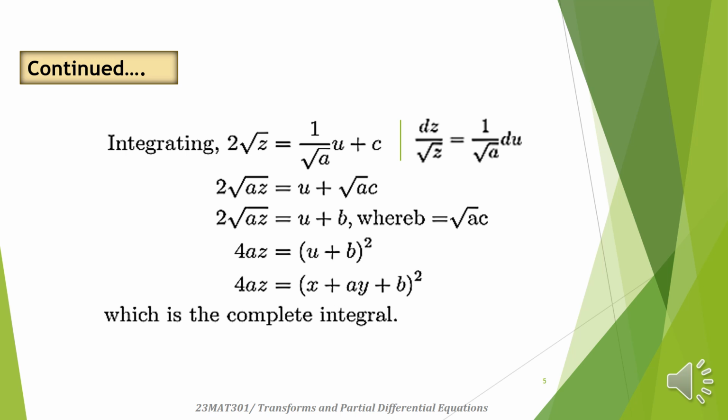Now I'm just reshuffling the things. Root a will go to the left side, so you get 2 into root az is equal to u plus root a c. Here root a c is a constant, so you can put it as b. So 2 into root az is equal to u plus b, because c is a constant. To remove that root, we take the square on both sides. On squaring both sides, you get 4az is equal to u plus b the whole square. u is nothing but x plus ay, so 4az is equal to x plus ay plus b the whole square. This is your complete integral.